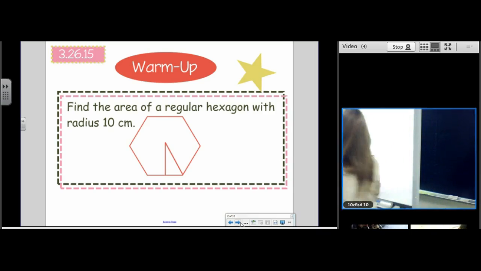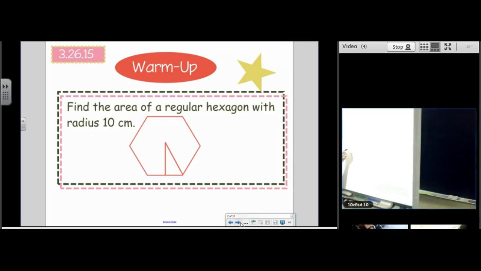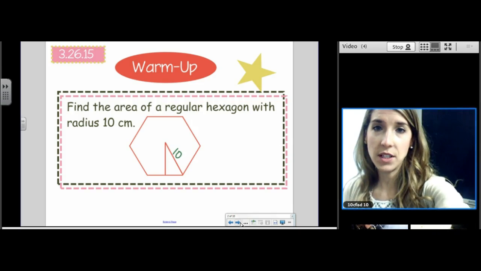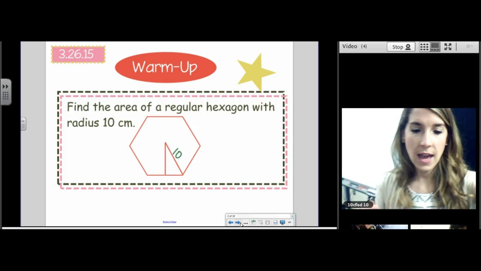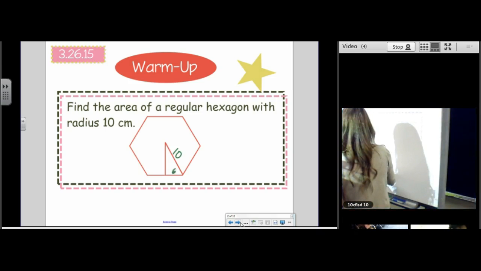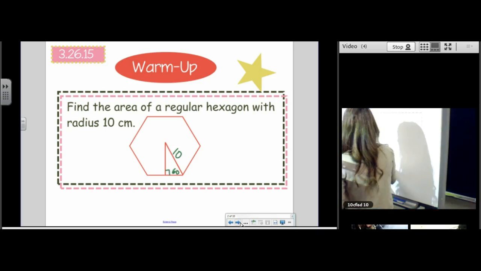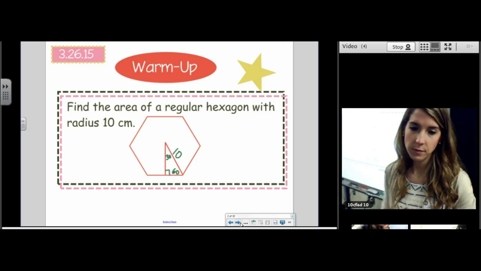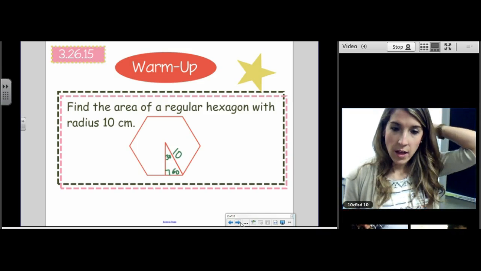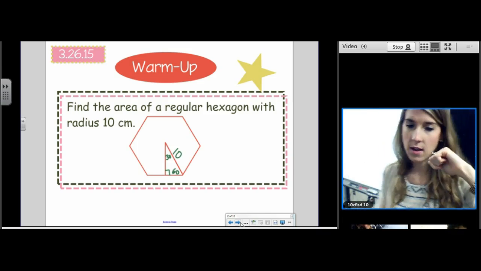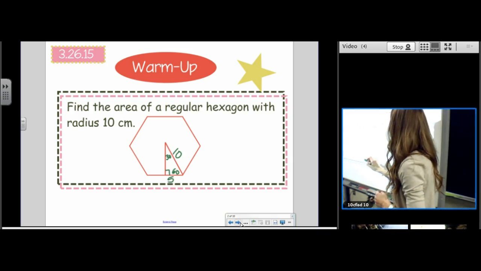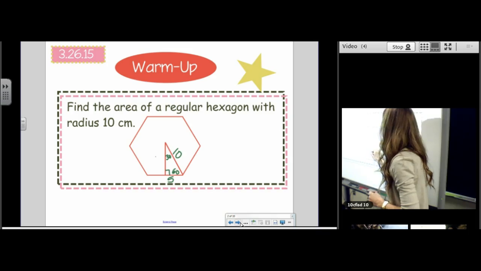The radius is 10, so we would mark this segment as 10. Make sure you keep track of what your radius is versus your apothem. And now we're going to label our angles. In a hexagon, the 60 goes there, there's our 90, and there's our 30. That angle is the larger angle, so the 60 goes there. 10 is across from 90, so that's our 2x. So our x is 5, and our x root 3 is 5 root 3.